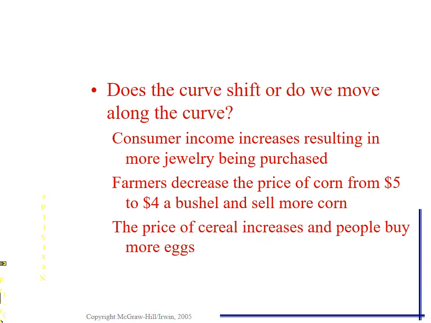The price of cereal increases and people buy more eggs. Well, cereal and eggs are substitutes for each other. So if the price of cereal goes up, some of those cereal eaters are going to start buying eggs. That's going to increase the demand for eggs, and the curve's going to shift to the right.